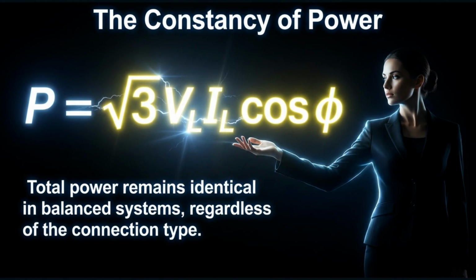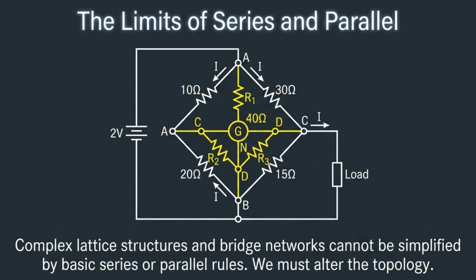Despite the differences in connections, the total power remains identical in balanced systems. The formula for power in a three-phase system is shown here. Complex lattice structures and bridge networks cannot be simplified by basic series or parallel rules. In these cases, we must alter the network topology.